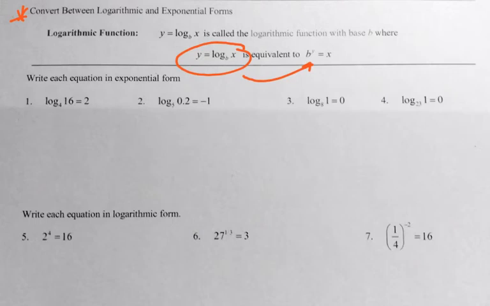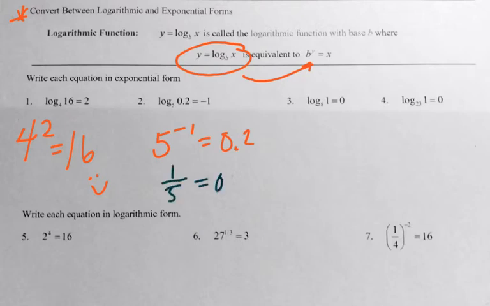Write each equation in exponential form. So log base 4 of 16 is equal to 2, so that means 4 to the second equals 16, which we know is true. Log base 5 of 0.2 equals negative 1. Well, that's going to be 5 to the negative 1 equals 0.2. If you think about it, 5 to the negative 1 is just 1 over 5. 1/5 is equal to 0.2.